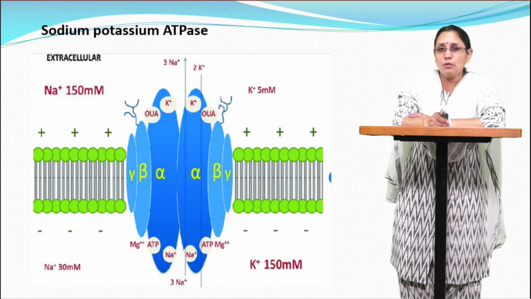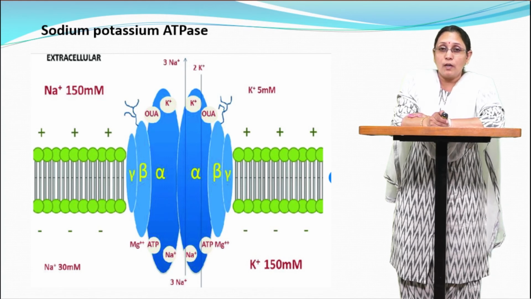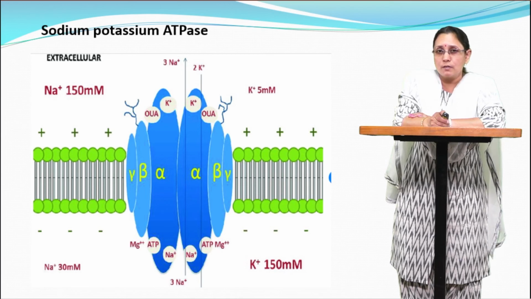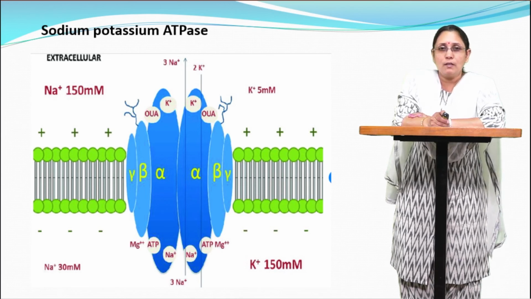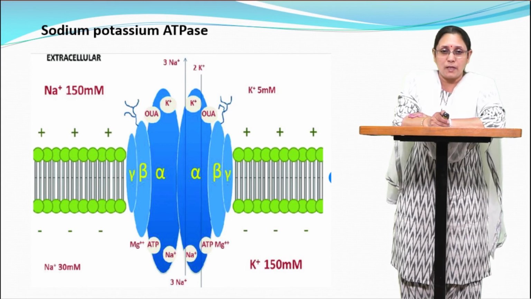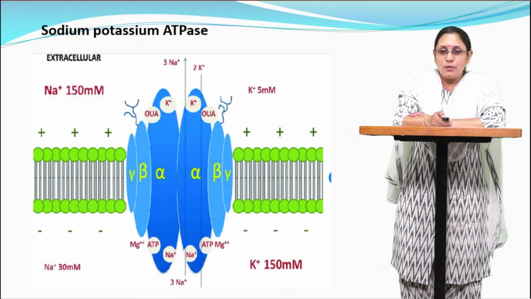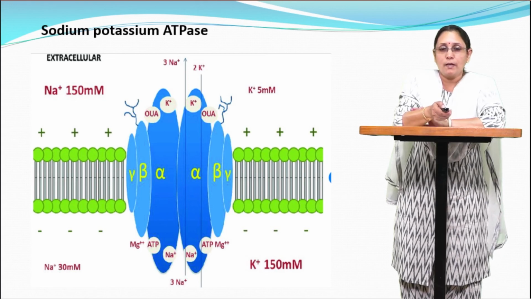But what is the use of this hydrolysis? Remember, after the breaking of that phosphate bond, a large amount of energy is released, and that energy is utilized to transport 3 sodium ions towards the exterior side and, at the same time, 2 potassium ions inside the cell. This is how the sodium potassium ATPase pump works, because of which the electrochemical balance is maintained inside the cell.